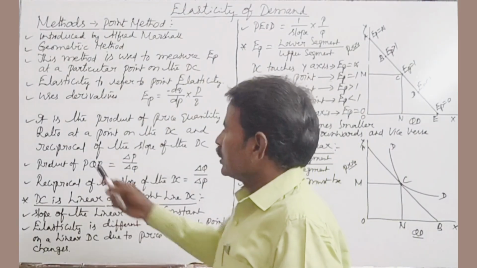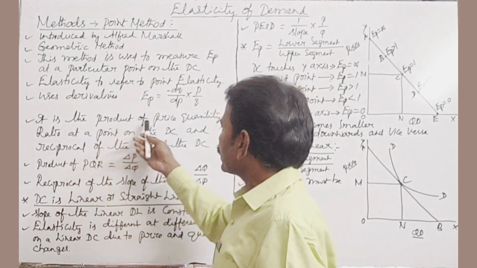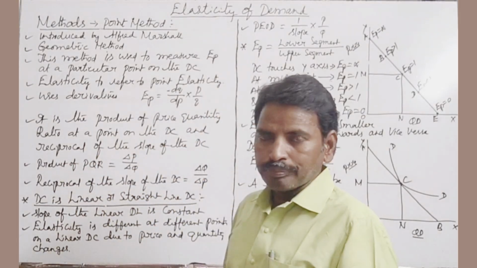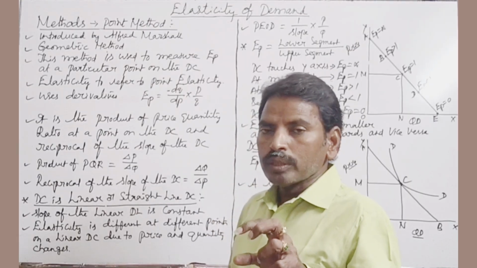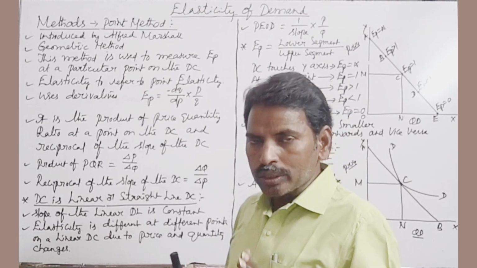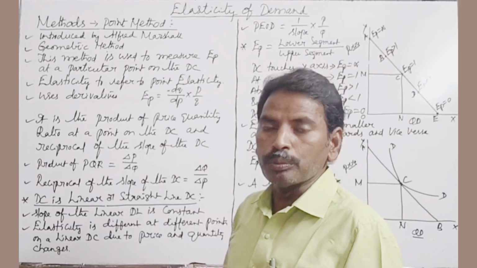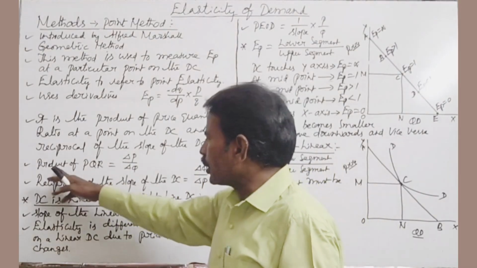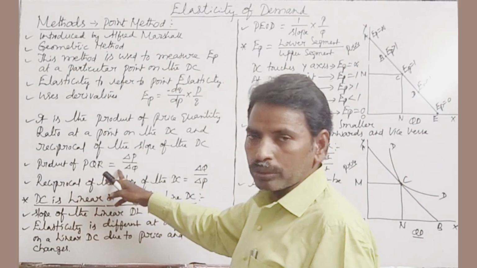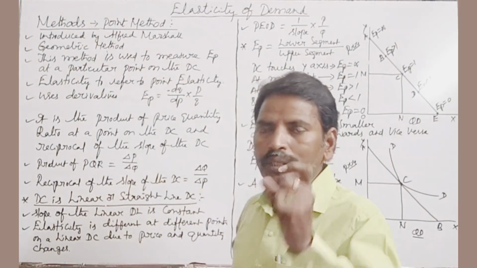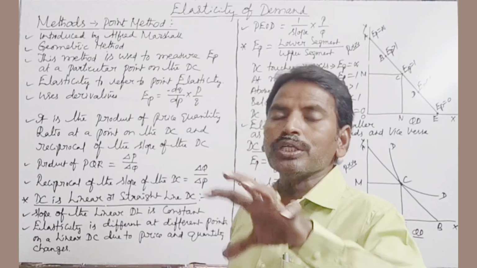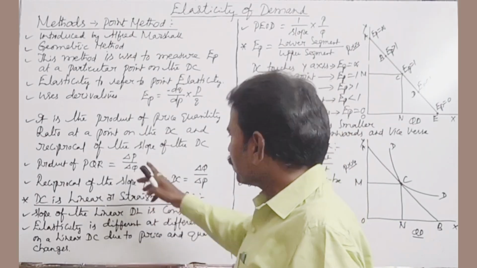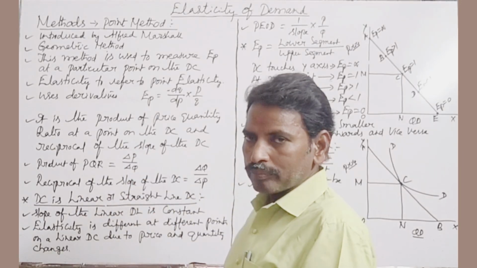Next, it is the product of the price quantity ratio at a point on the demand curve. Product of price quantity ratio means the slope of the demand curve. The slope of the demand curve is delta P by delta Q, change in the price by change in the quantity.